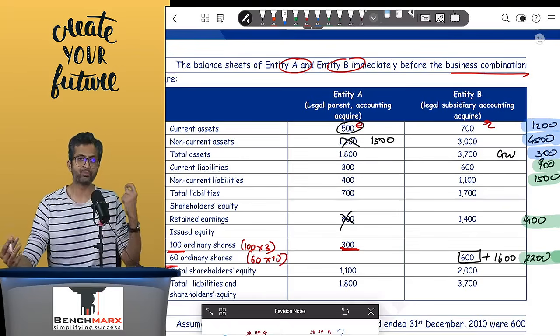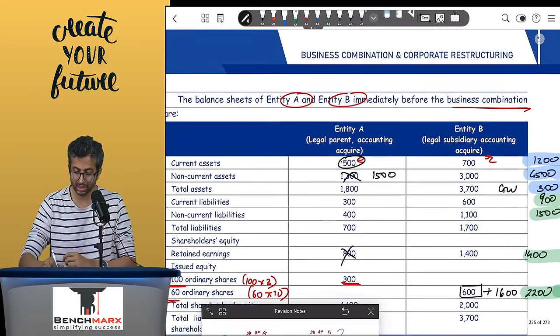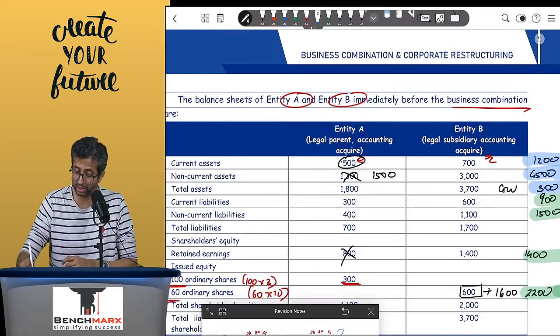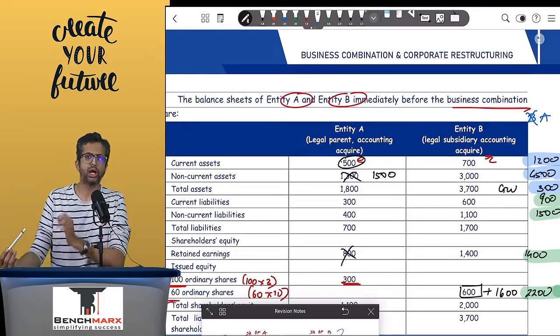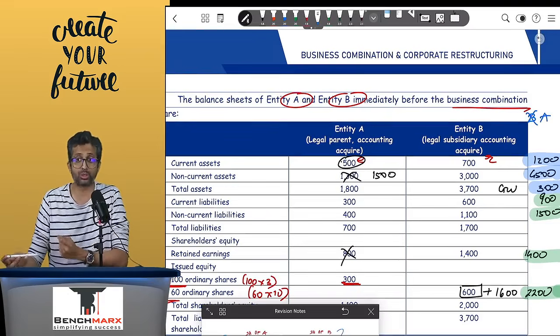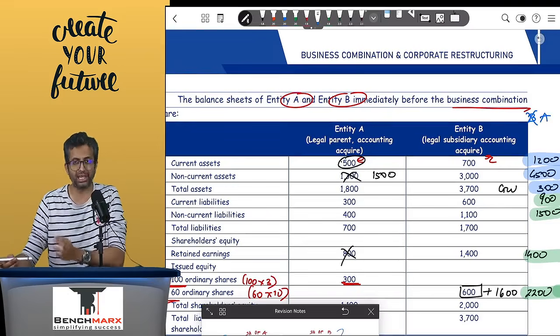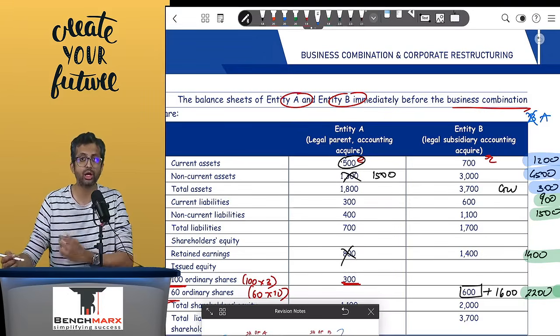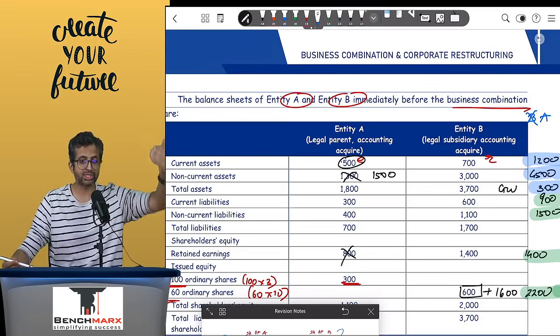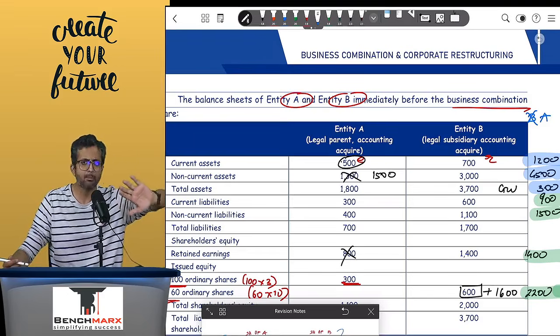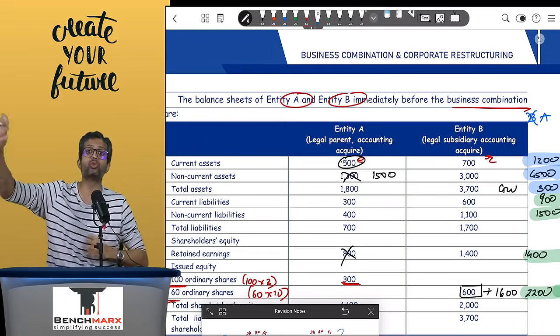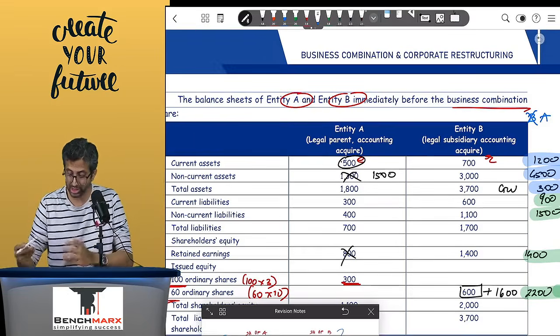Now the thing is, you are preparing this in whose name? Someone says that we are preparing this in the name of B. No, we are preparing this in the name of A. As per the law, in a reverse acquisition, you prepare the financials in the name of the acquirer, who is the legal acquirer, but it represents continuing financial statements, that is book values, reserves of the accounting acquirer, that is B.